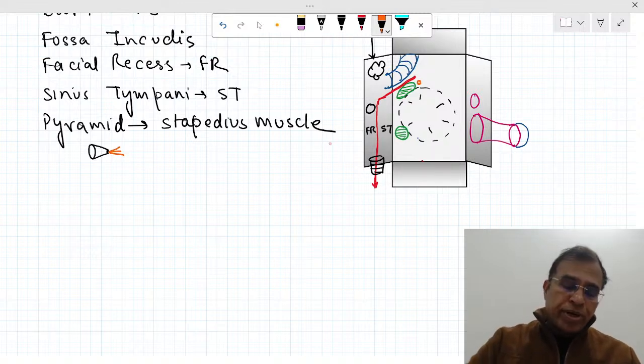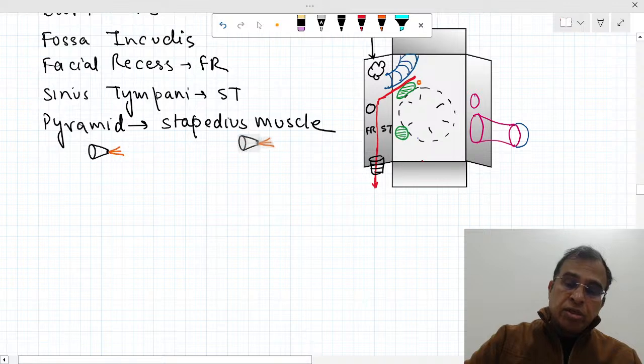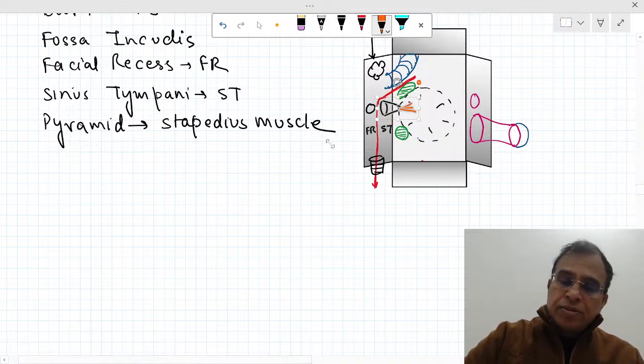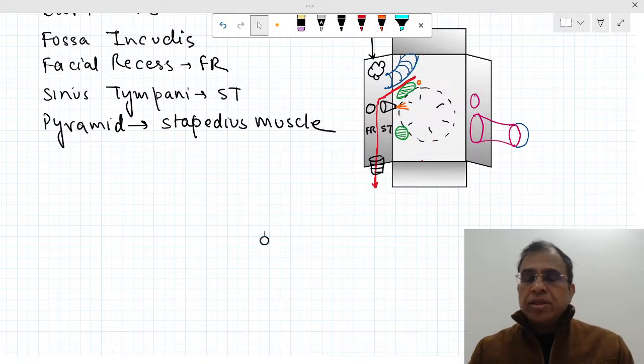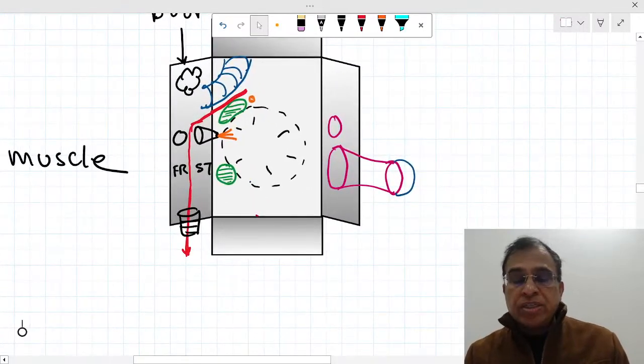But where is this pyramid on the posterior wall? It is located just below the turn of the facial nerve. I'll place it here. See, the facial nerve has turned, and just below the turn of the facial nerve, can you see this? I brought it here, pyramidal shape with the stapedius muscle.